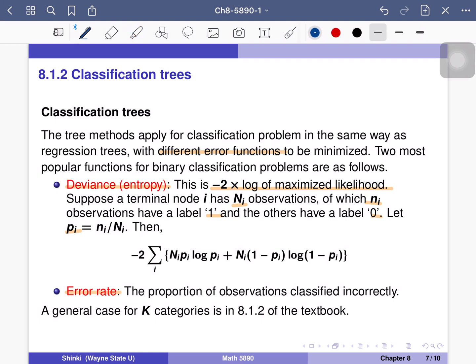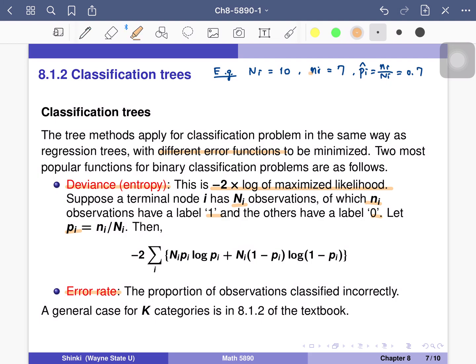maximized likelihood? So think about the case that we have 10 observations, so a capital Ni is equal to 10, of which 7 observations have label 1 and 3 observations have label 0. And pi, the estimated proportion of label 1, is equal to 0.7. And what is the maximized likelihood?